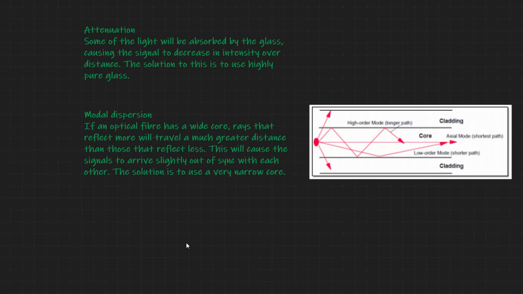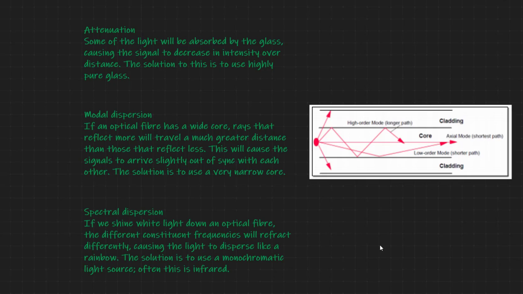The second issue is modal dispersion. So if we made an optical fibre with a wide core, some of the rays of light will travel a much greater distance than others, because some rays of light will come in at a sharp angle and reflect more than the ones travelling at a shallow angle. This means that the two rays of light will arrive at different times, resulting in a signal that is out of sync. The solution to this is to not use a very wide core. We should use as narrow a core as we possibly can.